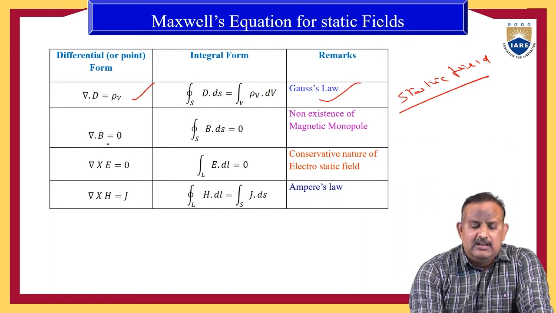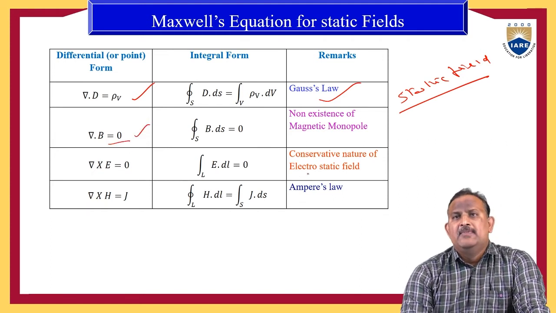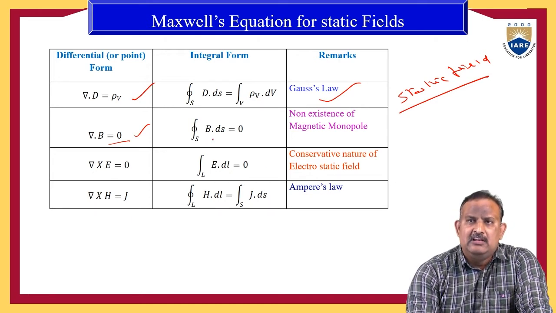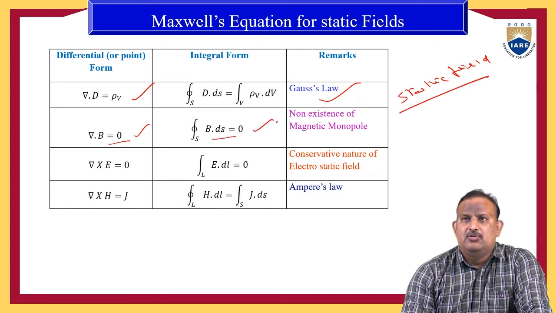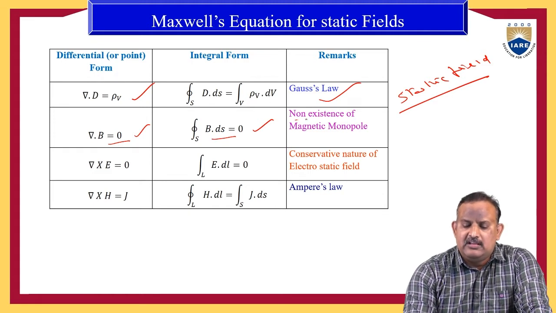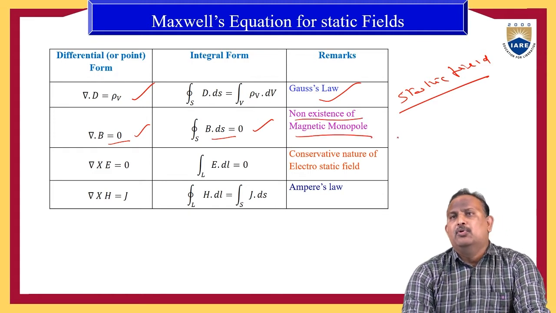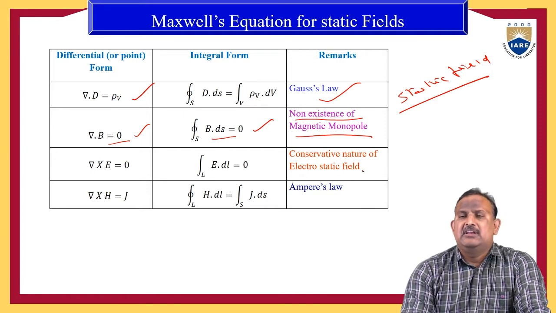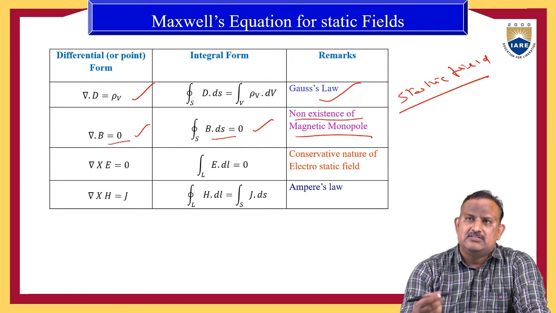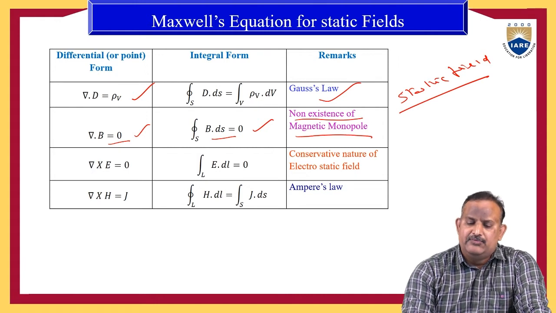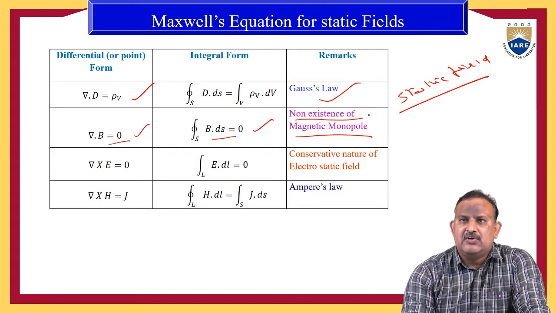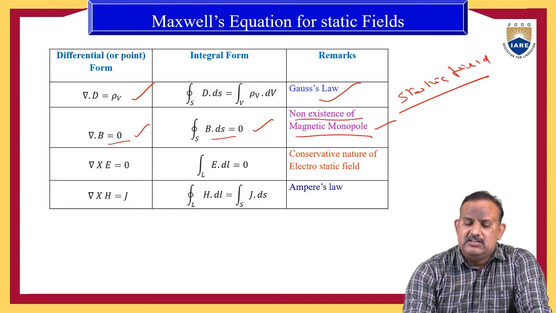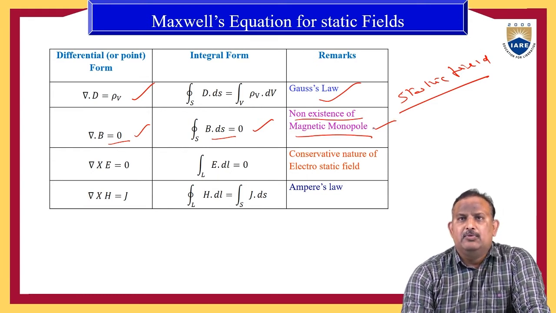Second one, del dot B is equal to 0. In integral form, it is the surface integral of B dot ds equal to 0. This is also known as the non-existence of magnetic monopole. Just now I have discussed that there is no separate isolated charge in a magnetic field. Therefore, we can call it the non-existence of magnetic monopole.